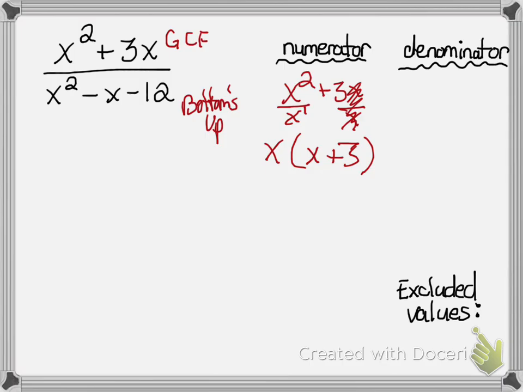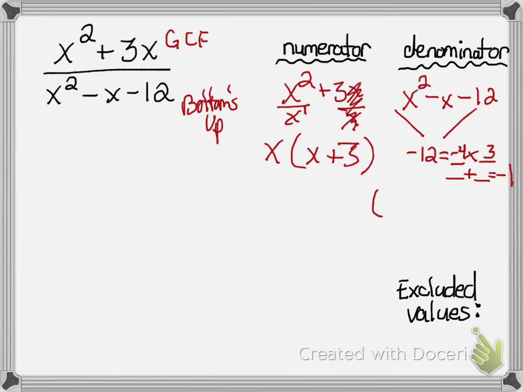Let me go ahead and factor my denominator, as we just said previously. To factor my denominator, I'm going to use the bottoms up method. So I'm going to multiply my a times c, which gives me negative 12. And then I'm going to find two numbers that work. So the two numbers that multiply and give me negative 12, but when I add them, they equal the middle number, which is negative 1, will be negative 4 and 3. So I'll go ahead and write them out in factored form, x minus 4 and x plus 3.